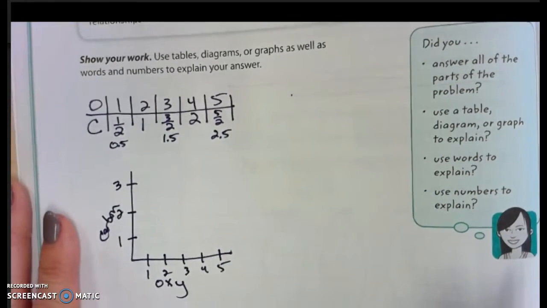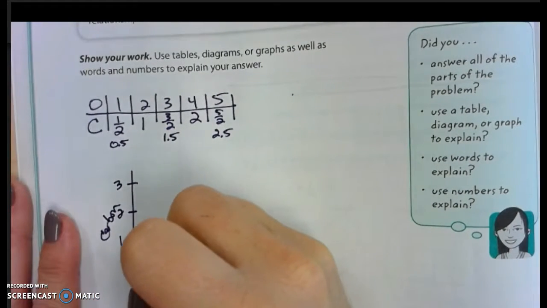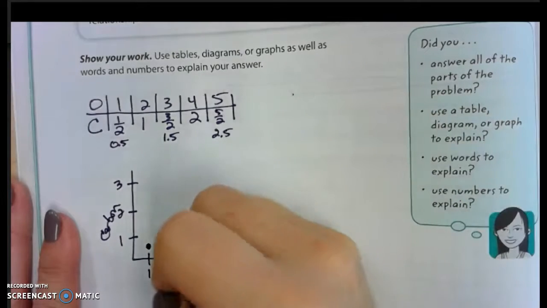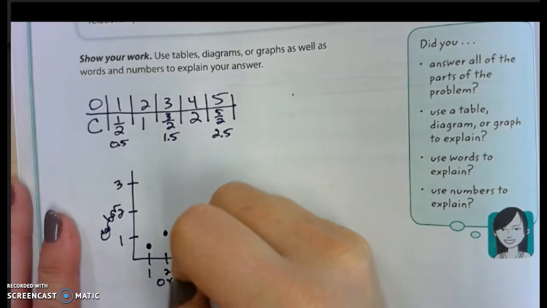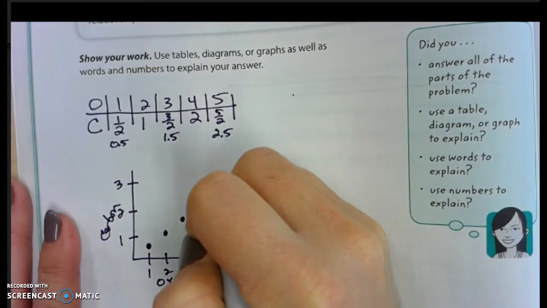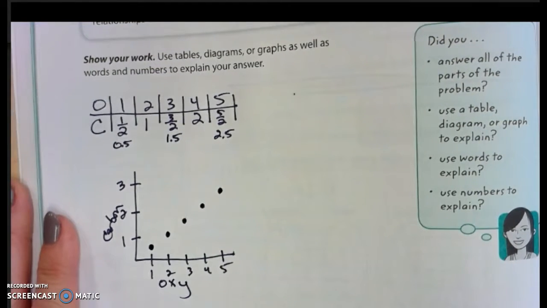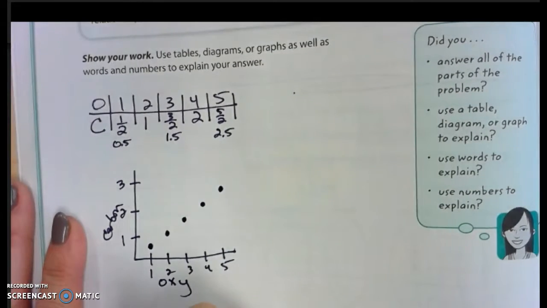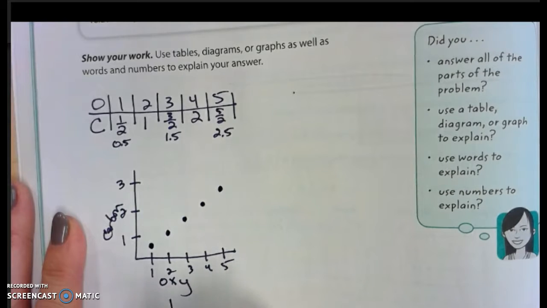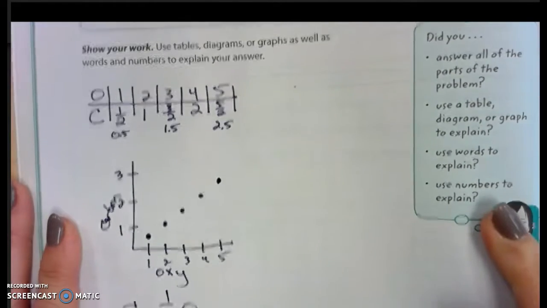And then I could plot my points. 1 oxygen atom was 1/2 carbon. 2 oxygens was 1. 3 was 1.5. 4 was 2. And 5 was 2.5. And that would be a graph. This was the one for carbon is equal to 1/2 of oxygen.